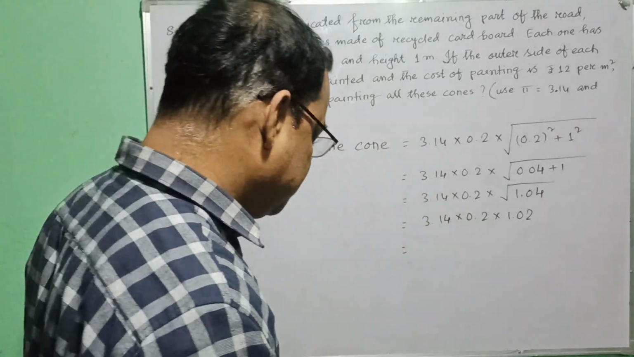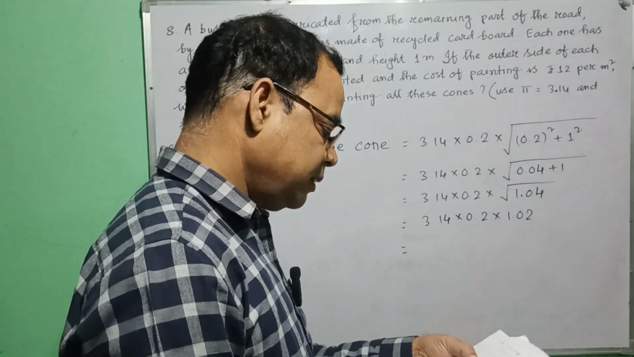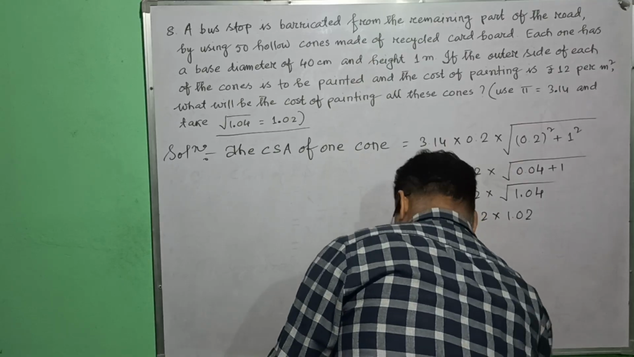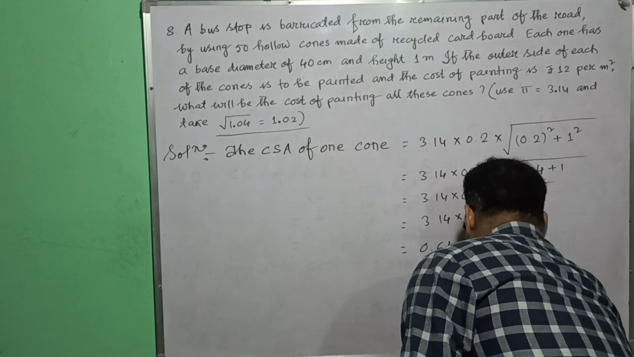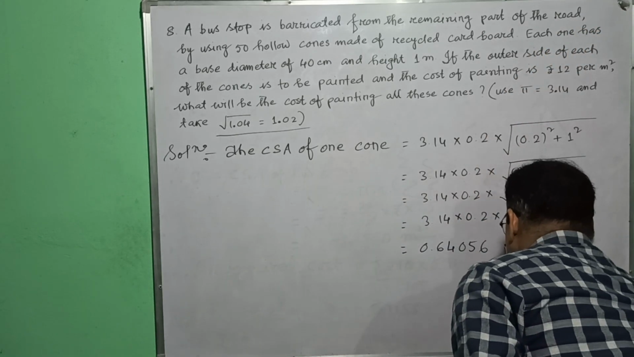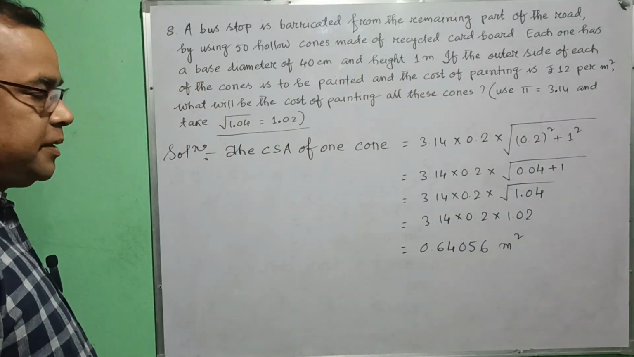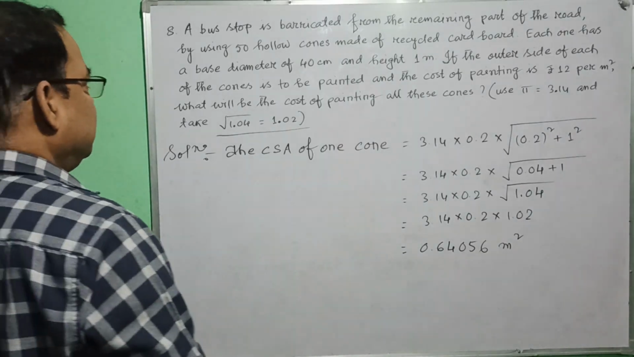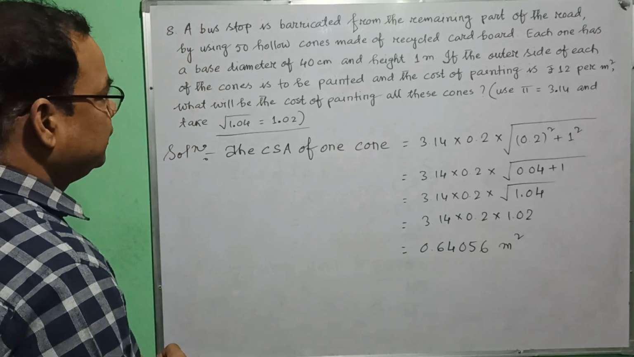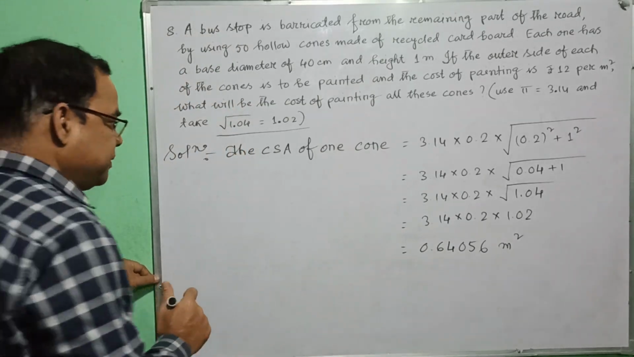So we have to multiply this. So we can do it manually as I have done it. Multiplication is 0.64056. So this is the CSA of one cone. It is in meter square. So this is the curved surface area of one conical cone. Now we'll find the surface area of 50 such cones.